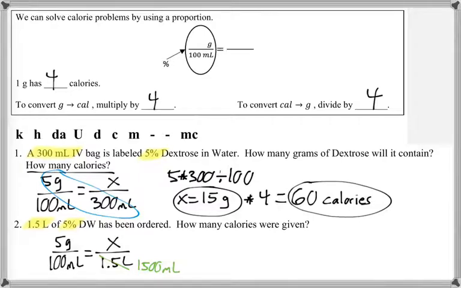So it's going to be 5 times 1,500 divided by 100. And we get 75. So this is equal to 75 grams. But for the final answer, they just want how many calories. So I still need to multiply this by 4. And that will be 300 calories.